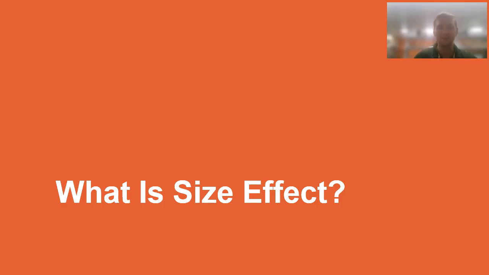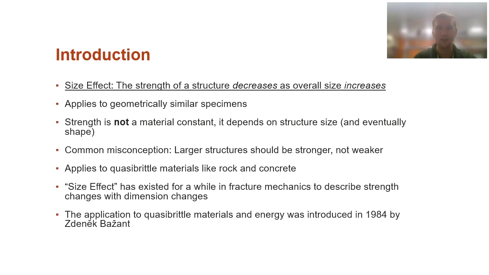All right, to start off quickly, what is the size effect? Just let's get it out of the way. Well, essentially the size effect is trying to explain why we notice the strength of a structure decreasing as size increases. Now, it's important to note this applies to geometrically similar specimens. So you couldn't go around comparing cylinders to rectangular prisms. We have to be using similar specimens, so a square can be compared to a square. And it applies to quasi-brittle materials, and we'll define that in a second.